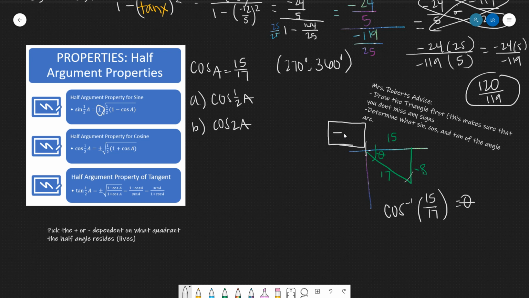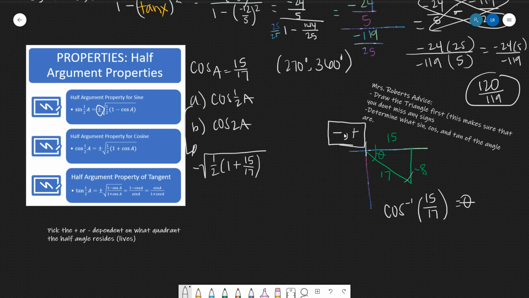Cosines are negative, sines are positive here. And so, when we are finding this half angle, we're going to use the negative portion of this radicand. So, half angle, we're going to have negative square root of 1/2 times 1 plus, what is cosine of A? It's 15 over 17. We'll just replace the cosine of A with 15 over 17 because we know what that equals.